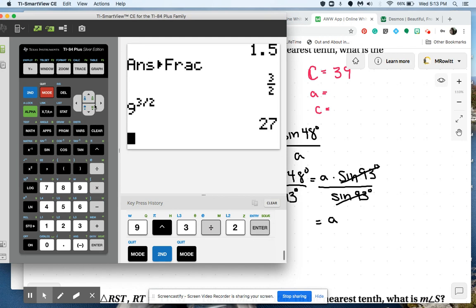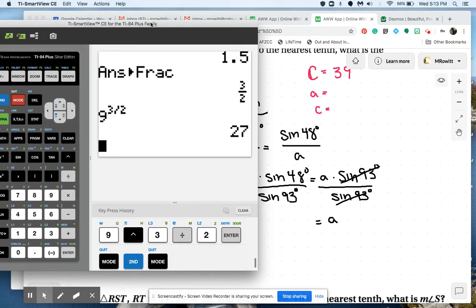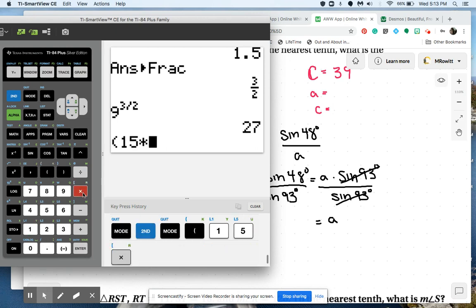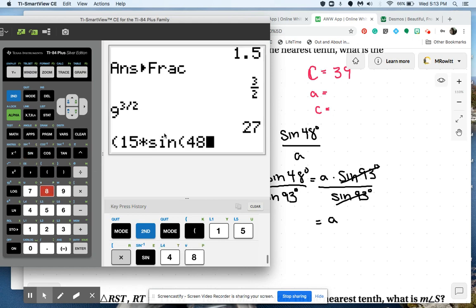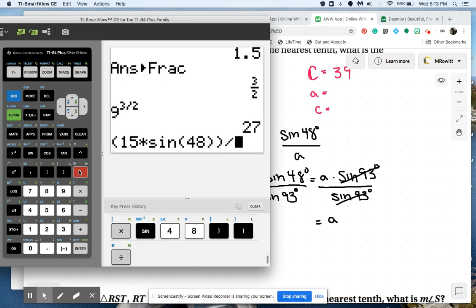All right, so the fraction I was trying to solve is, so I want the entire 15 times the sine of 48. That has to be the top of the fraction. So I'm going to put parentheses around it. So I've got my 15 times the sine of 48. When I hit the sine button, it put in a parenthesis for me. I need to close that parenthesis around the 48, and then I also need to close the parenthesis around the 15. So this is the entire top of my fraction, and I am dividing that by the sine of 93.